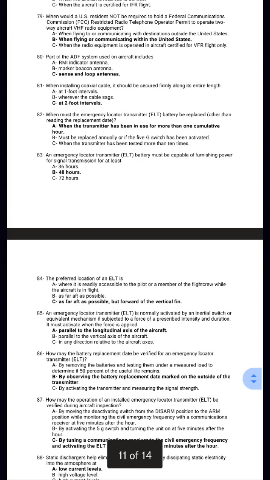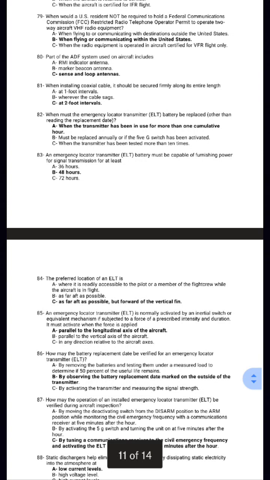When installing coaxial cable, it should be secured firmly along the entire length at 2 foot intervals. I got this one wrong. I put 1 foot. You better not put 1 foot. Just remember, 2 foot intervals for coaxial cable. I hope y'all don't get that one wrong like I did, because I thought it would be 1 foot.